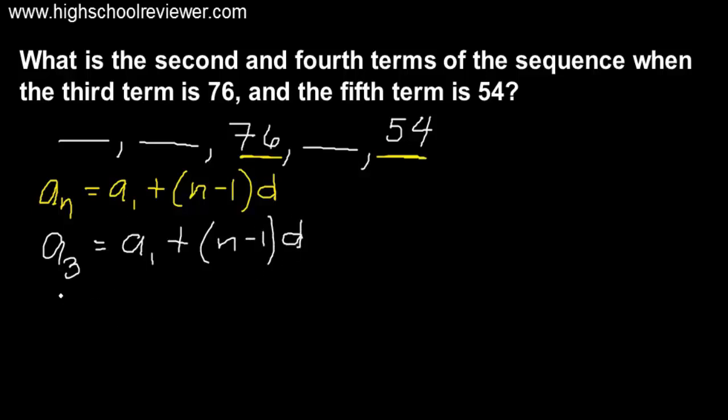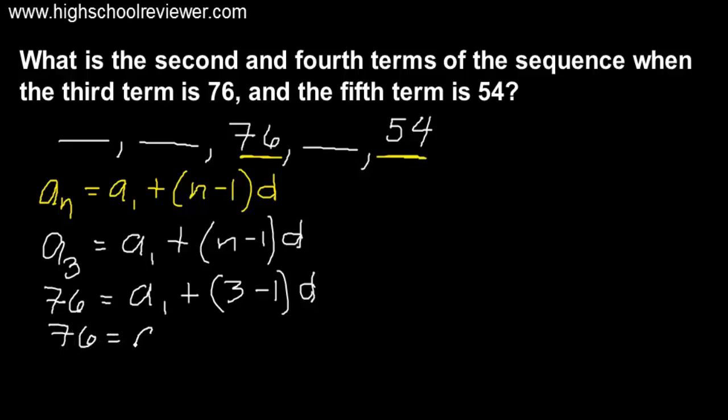The value for our a sub 3 is positive 76. This is equal to a sub 1 plus our n here. Since this is the third term, our n here will be 3 minus 1 multiplied by d. So 76 is equal to a sub 1 plus, since 3 minus 1 is 2, 2 multiplied by d, so plus 2d. This will be our equation 1.